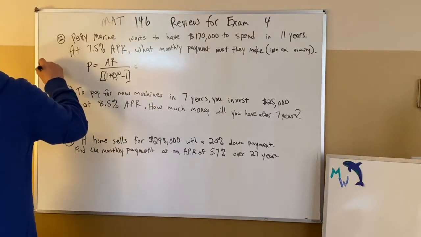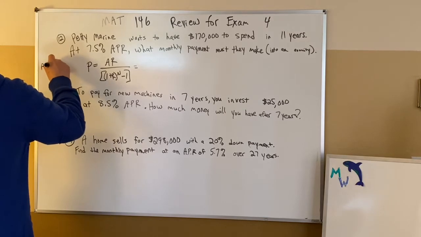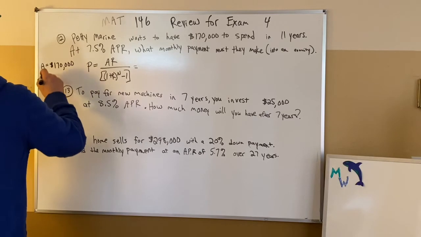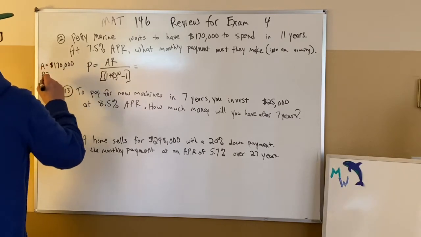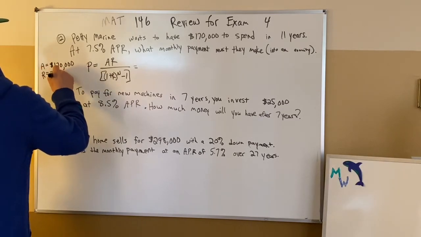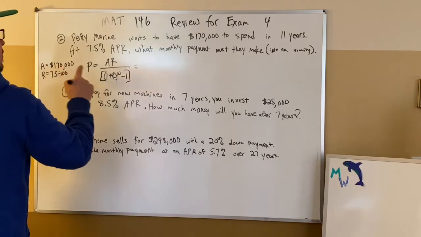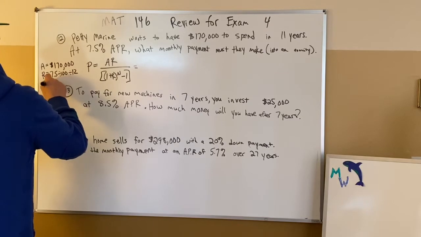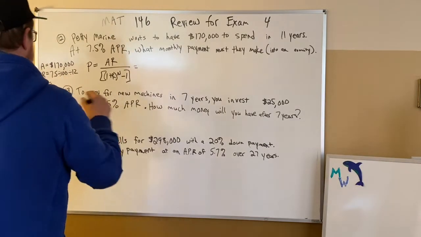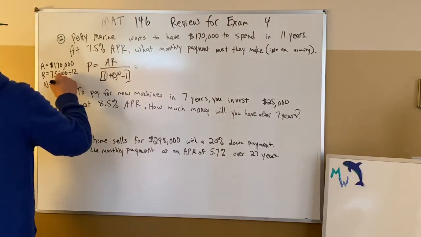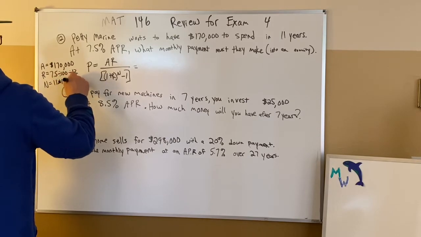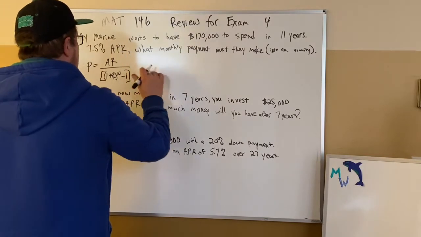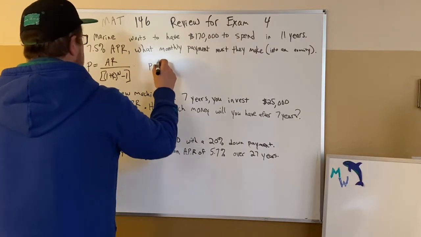All right, now we're ready for A. 170,000. R is up next, what we need. 7.5% divide by 100. It's a monthly payment, so we're going to divide by 12. How many years? 11 years. But they're going to pay 12 times a year for 132. So we're going to find their payment.